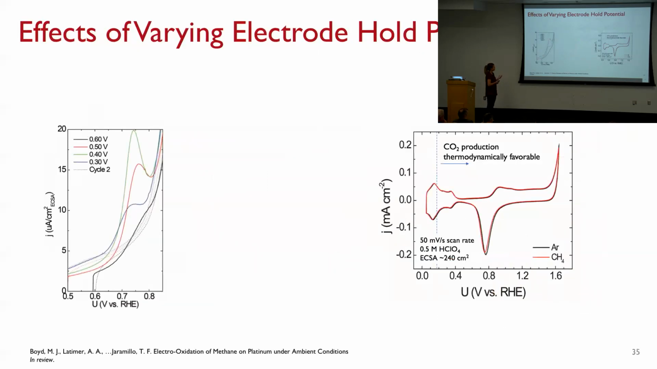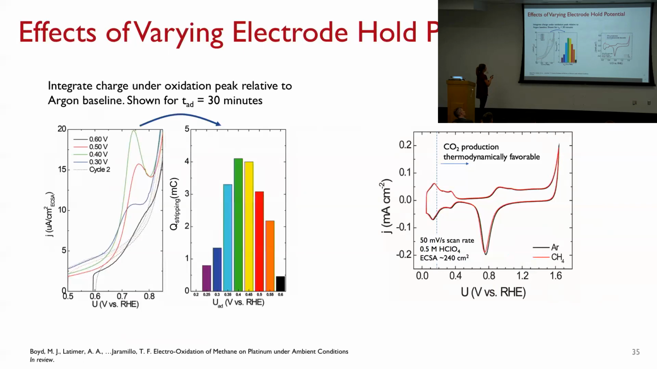Some other things that we can do are change exactly what potential we decide to hold at. And so here the potential is changed from 0.3 volts all the way up to 0.6 volts, and looking here, you can see exactly where that is in terms of the CV on platinum. If we integrate the charge under the oxidation peak relative to the argon baseline, then what we see is this sort of interesting maximum in the stripping charge as a function of adsorption potential. At these low potentials, so about 0.25 up to 0.4 volts or so, where we see lower Q stripping features, we expect that might just be due to hydrogen adsorption to the surface, competing hydrogen adsorption.